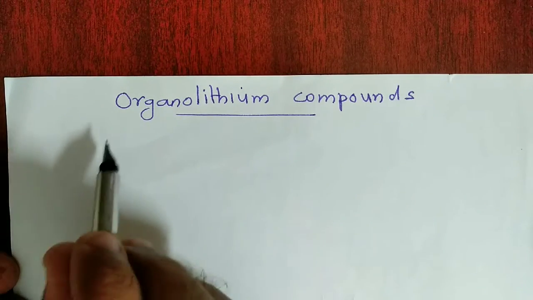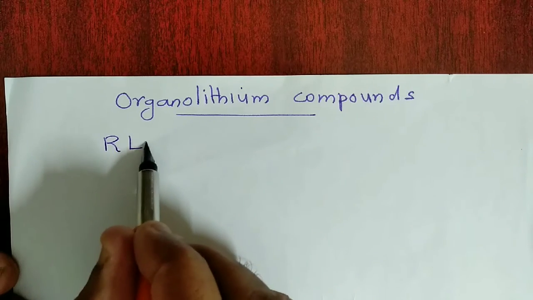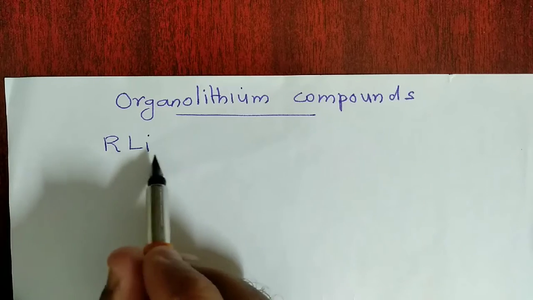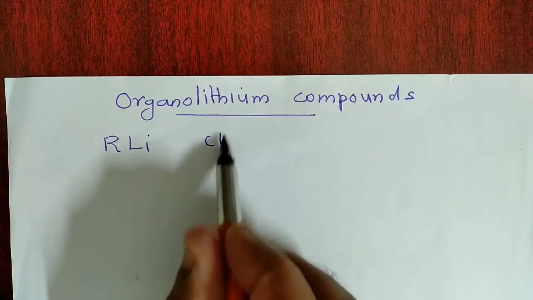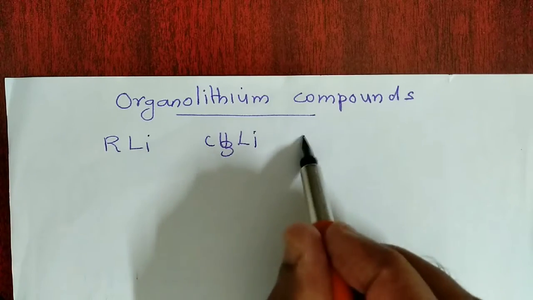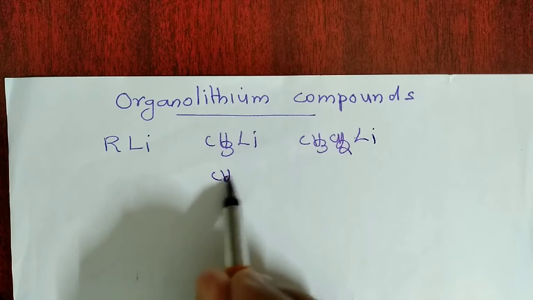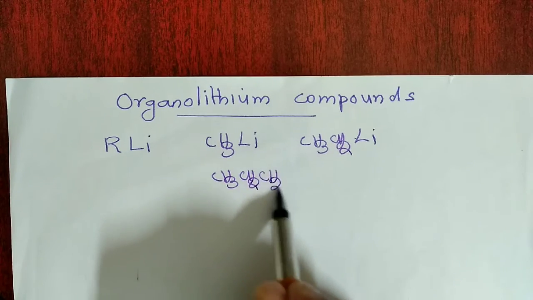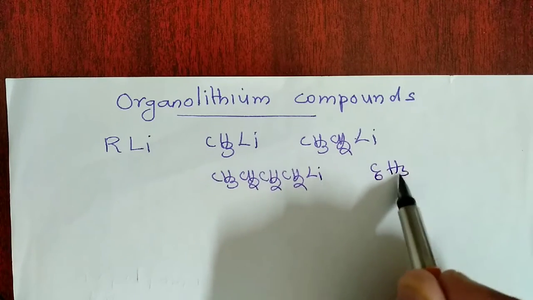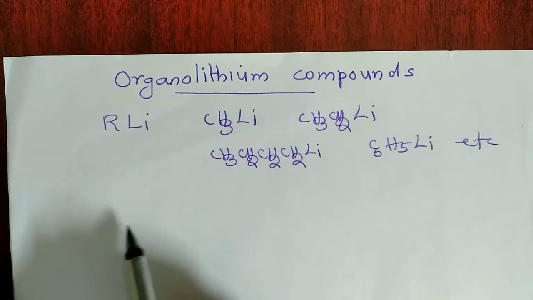Organolithium compounds. This type of organometallic compounds are usually represented as RLi, where R is an alkyl or aryl group. Methyl lithium, ethyl lithium, normal butyl lithium, phenyl lithium, etc. are examples.